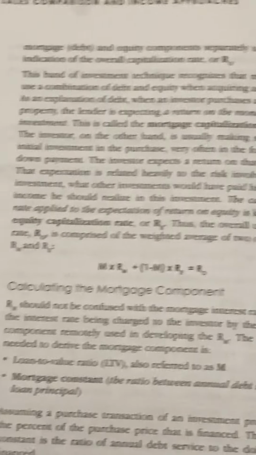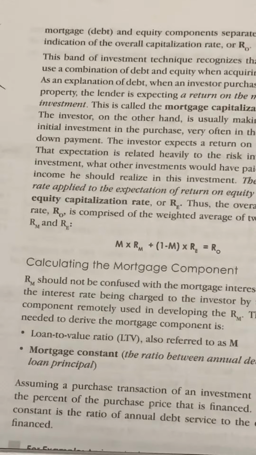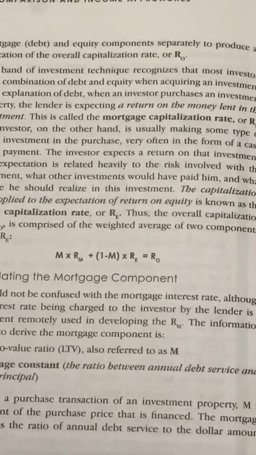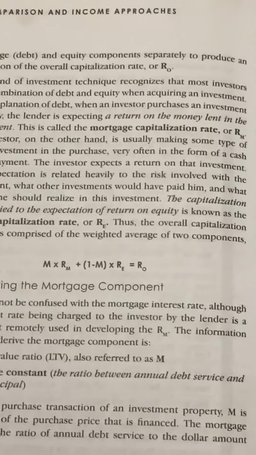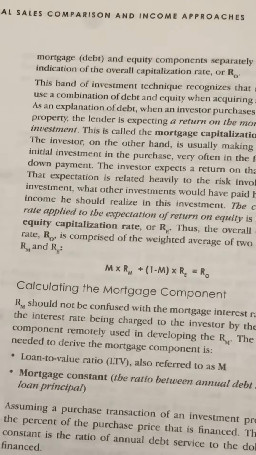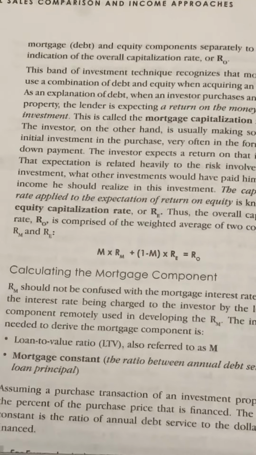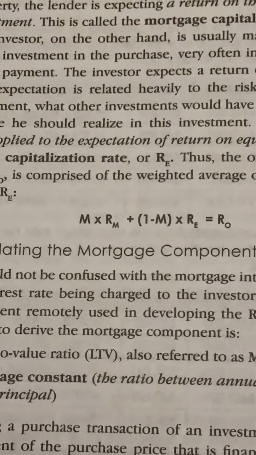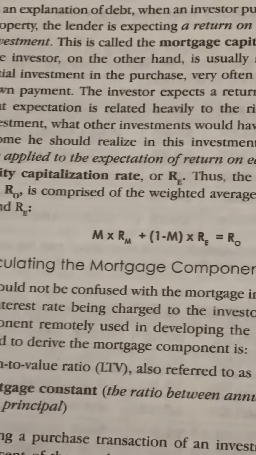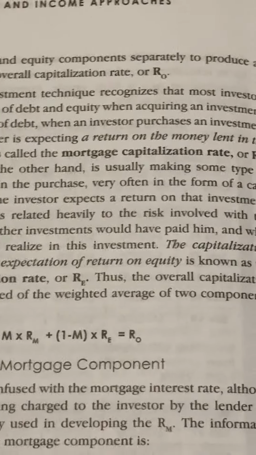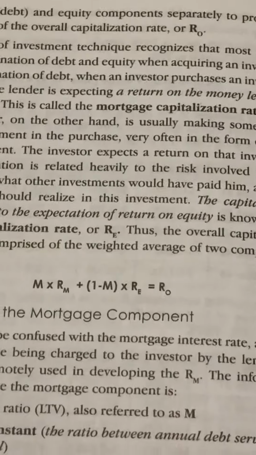Thus, the overall capitalization rate, capital R with a little O, is comprised of the weighted average of two components, capital R with a little m and capital R with a little e. Here's the formula. M times capital RM, which is mortgage capitalization rate.